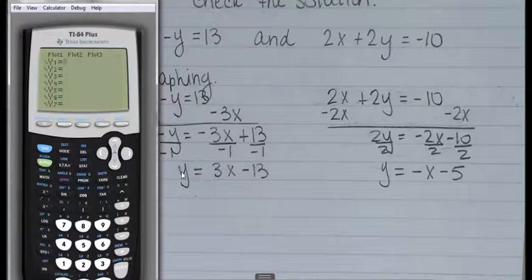So you already have your y equals. My first one's going to be 3x minus 13. And my second one's going to be negative. Now the negative is down here at the bottom right-hand corner.